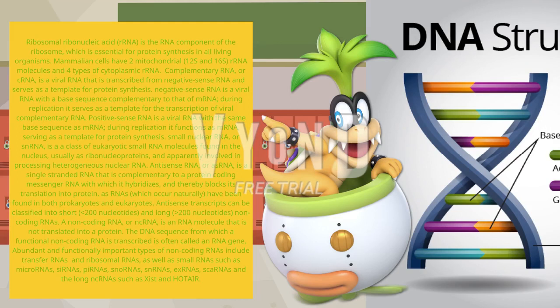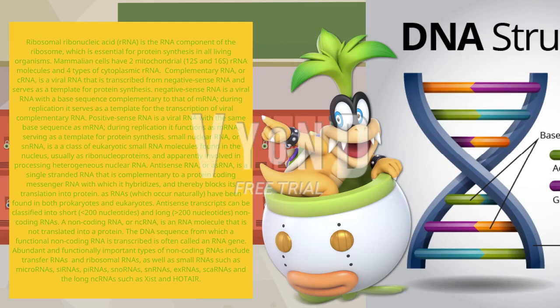Small nuclear RNA, or snRNA, is a class of eukaryotic small RNA molecules found in the nucleus, usually as ribonucleoproteins, and apparently involved in processing heterogeneous nuclear RNA. Antisense RNA, or asRNA, is a single-stranded RNA that is complementary to a protein-coding messenger RNA with which it hybridizes, and thereby blocks its translation into protein.